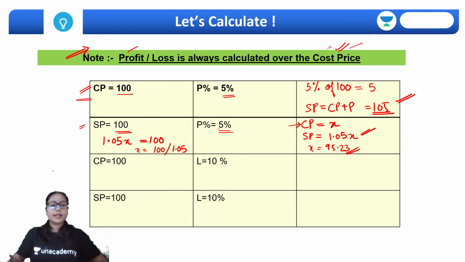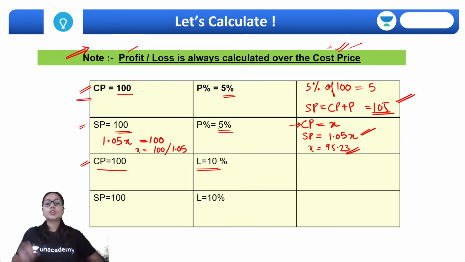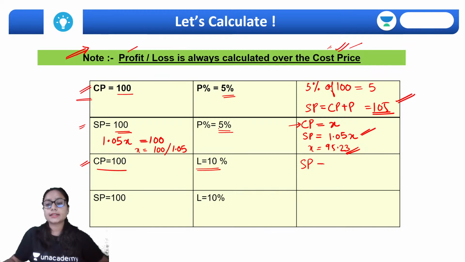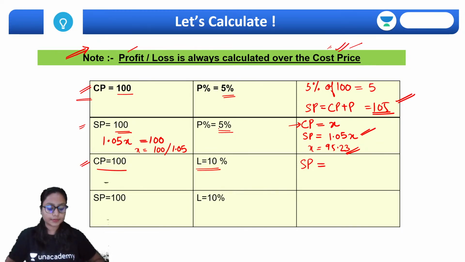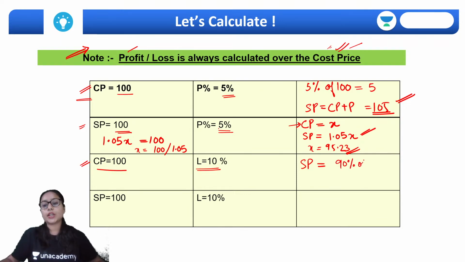All right, great. Let's see the third point. When cost price is given as 100 and loss percent is given as 10%, loss is also calculated over the cost price. So what will be the selling price in this case? Please answer. Yes, correct. If loss percent is 10%, it means 10% of 100 is subtracted from 100. So the selling price is 90% of the cost price, which is equal to 90 in this case.